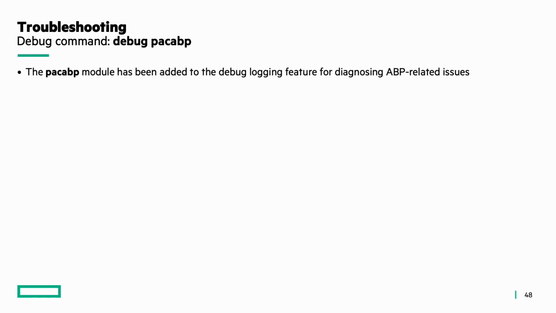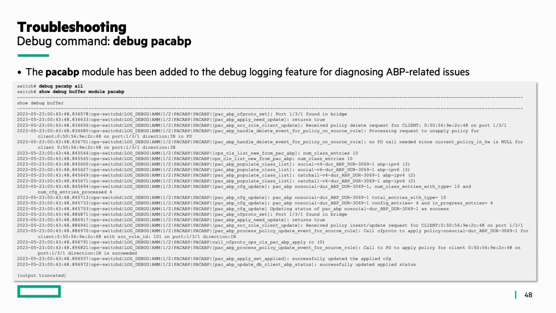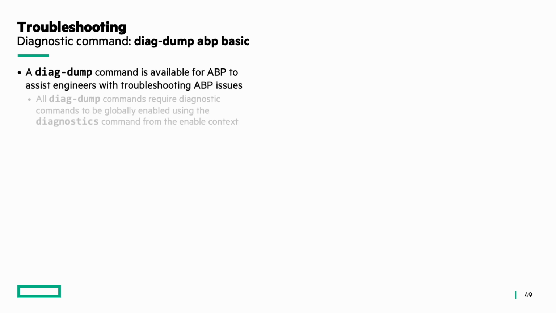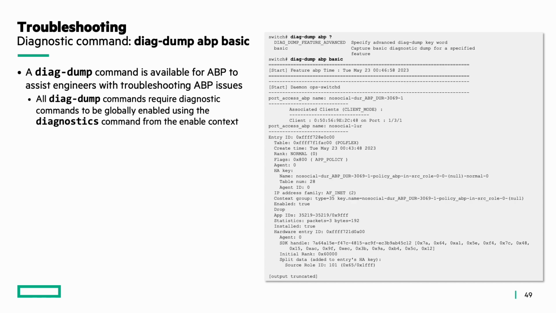A new module named PackABP has been added to the debug logging feature for diagnosing app-based policy-related issues. And finally, a diagnostic dump command has been added for app-based policy to assist HPE Aruba networking engineers with troubleshooting of related issues. The diagnostics command must first be executed from the enable context to enable diag dump commands on the switch, and the advanced logging feature is not available for app-based policy.